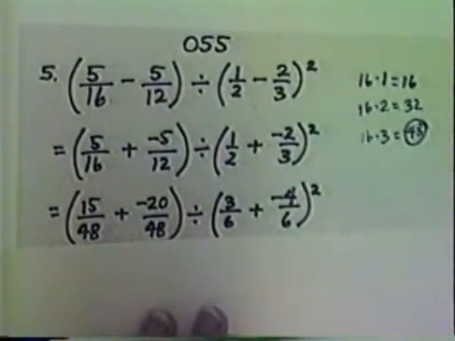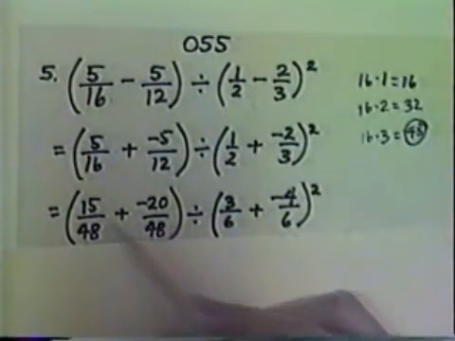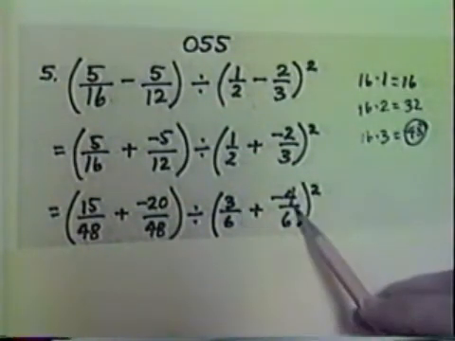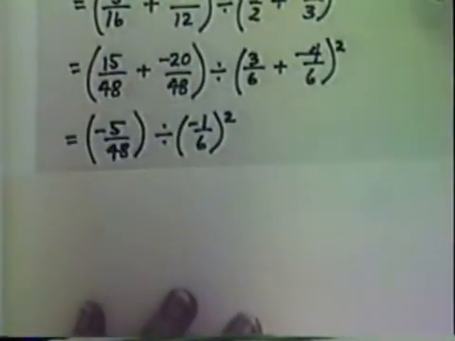We still haven't finished what's inside the parentheses. So we must add 15 and -20 to get -5. We must add 3 and -4 to get -1. And so we get -5 48ths plus -1/6. Did I say plus? I certainly don't mean that. -5 48ths divided by -1/6 squared.